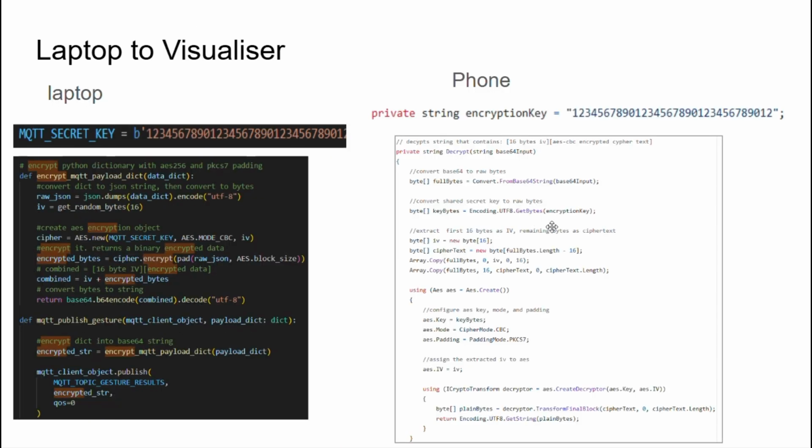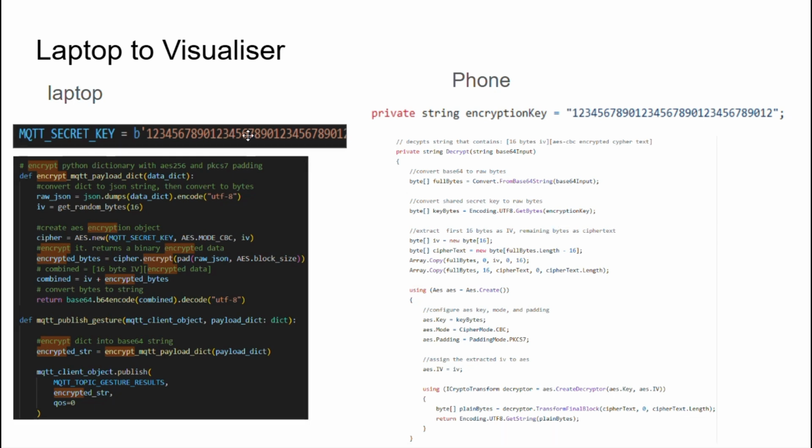MQTT payload is encrypted with AES CBC mode with a 32-character shared key. Each ASCII character is 8 bits, so 32 characters will give 256 bits. A random 16-byte IV is generated for every message, and the plain text JSON is padded with PKCS7 to a multiple of 16 bytes, and then encrypted with AES-256 CBC mode. The IV is prepended to the ciphertext, and the combined bytes are base64 encoded, so it can be sent as a normal MQTT string payload.